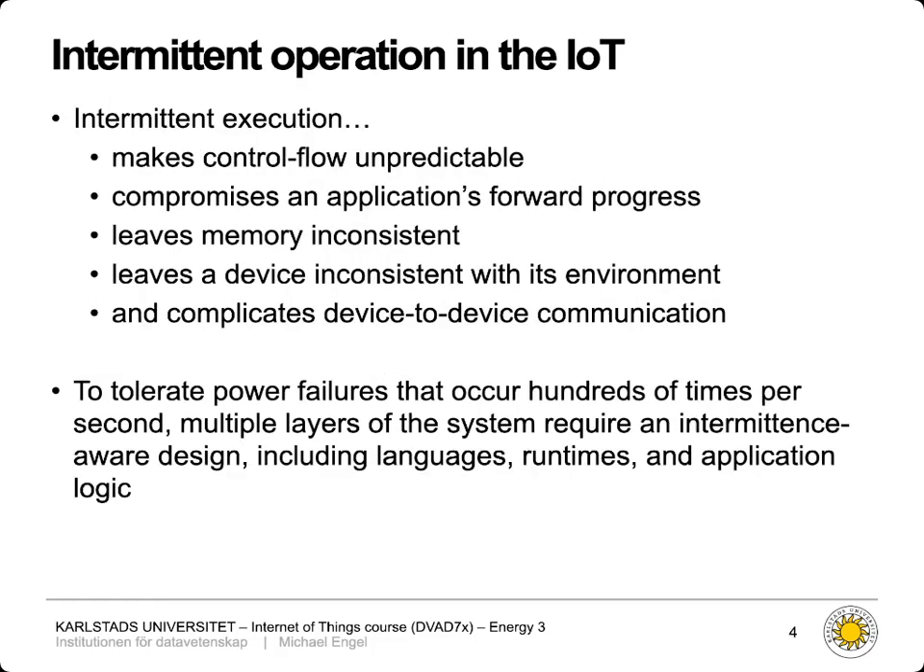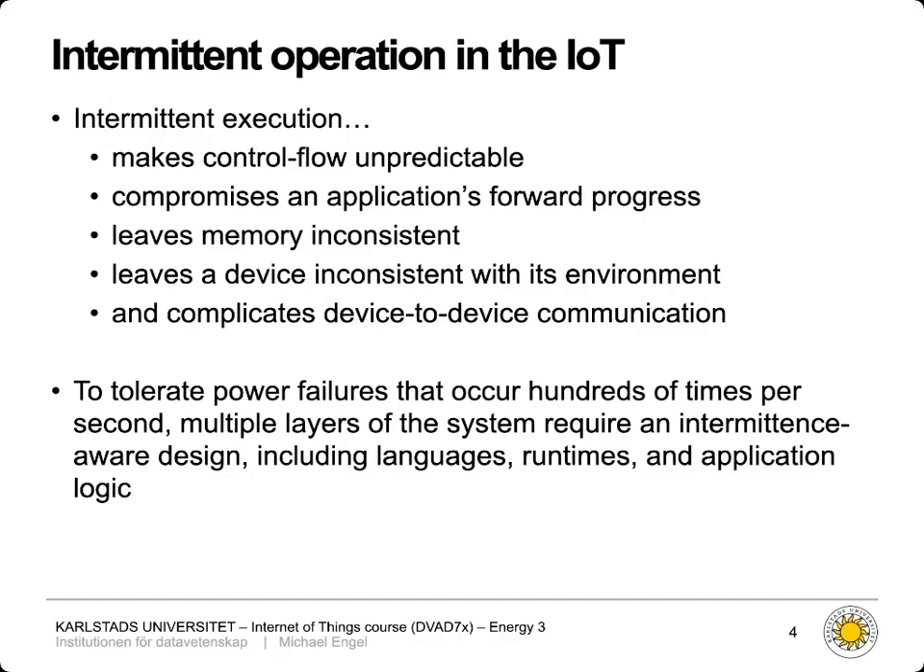So what is the consequence of using intermittent computing or having to use an intermittent operation in your device? Now, first, it makes the control flow unpredictable because, well, you turn off your machine and when energy is available, where do you end up? Second, if you always have to start from scratch from the beginning, then turning off power and turning it on again later compromises an application's forward progress because you're doing the same things at the beginning of your program over and over again. It can leave memory inconsistent, and it can also leave devices inconsistent with its environment. And it can also complicate device-to-device communication because you cannot receive a packet over radio or some other network when you don't apply power to your radio at that moment.